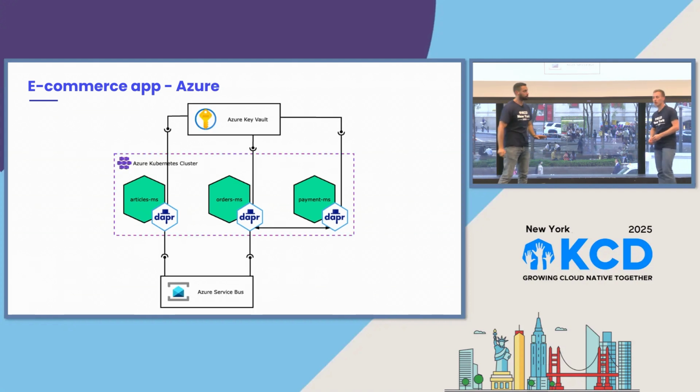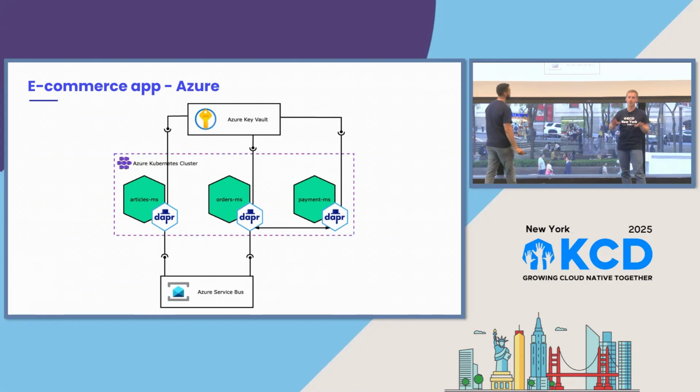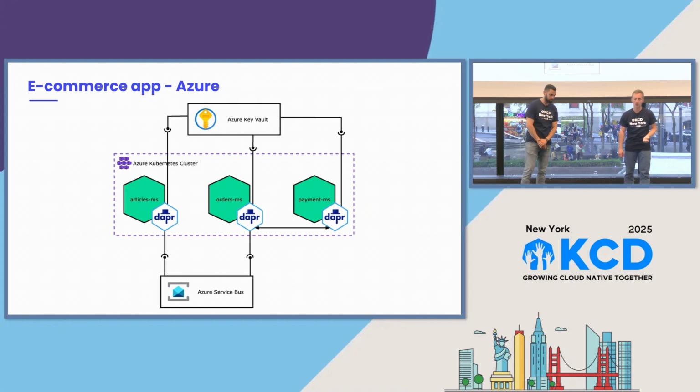Moving to Azure, no issue. You will just change the Dapr's component configuration, so basically YAML files, by changing to Azure Key Vault for secret management and by changing to Azure Service Bus for messaging, and the application code remains unchanged there also.